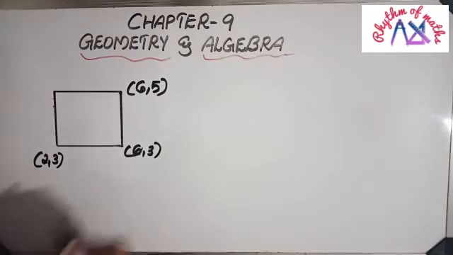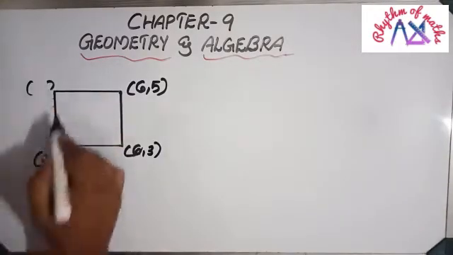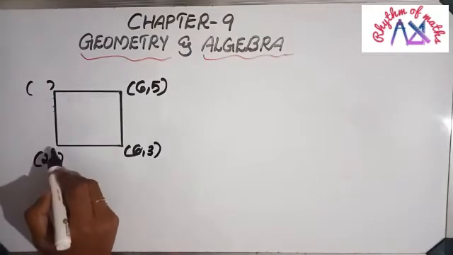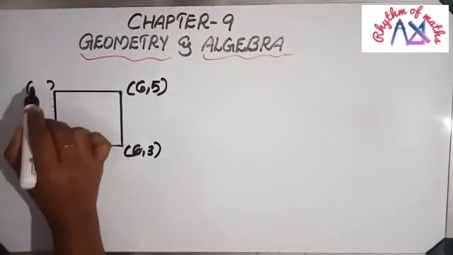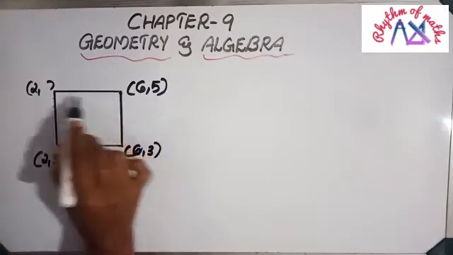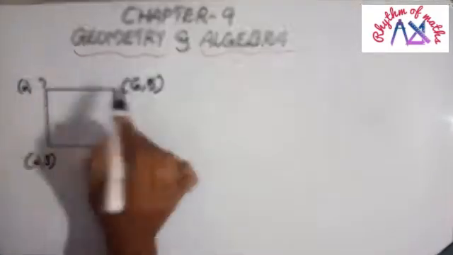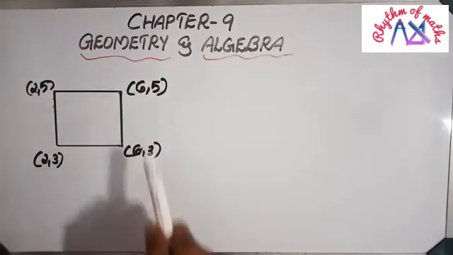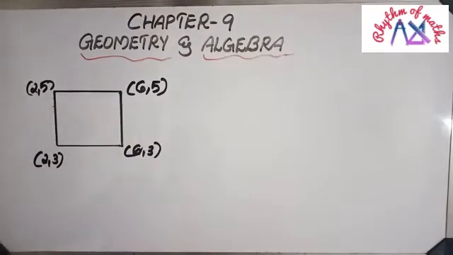Y-coordinate same. Now what will happen in this line? This is parallel to the y-axis, so all the x-coordinates will be the same, that is 2 here. Now this is parallel to the x-axis, so the y-coordinate will be the same, that is 5. So 2, 5 and 6, 3. This is the way to find the coordinates of the points.